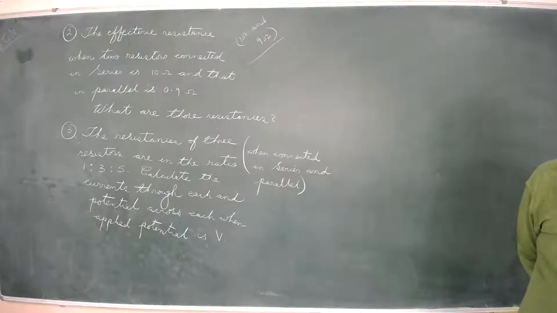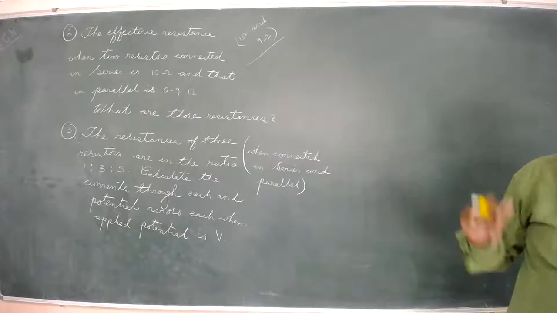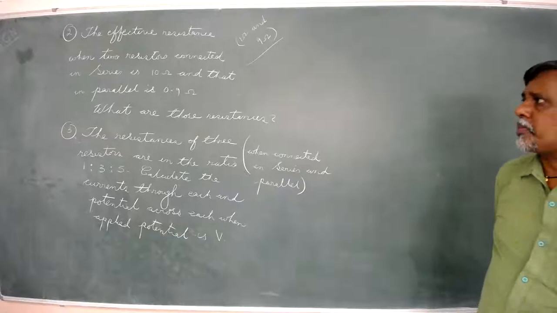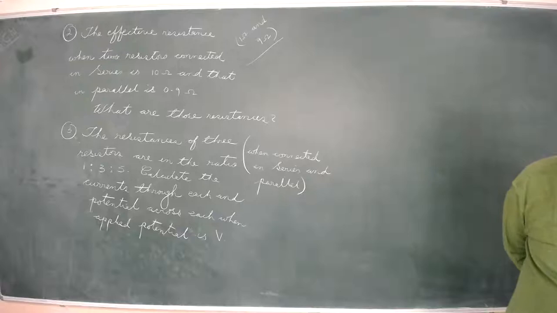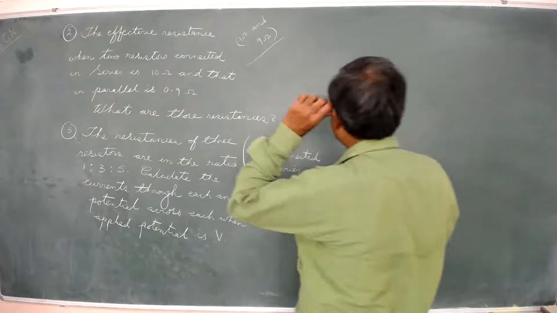Should I explain the second one? Look at this: the effective resistance when two resistors are connected in series is 10 ohm and in parallel is 0.9 ohm. Sagar, what's your answer? 1 and 9. So what are those resistances? Let those two resistances be R1 and R2.